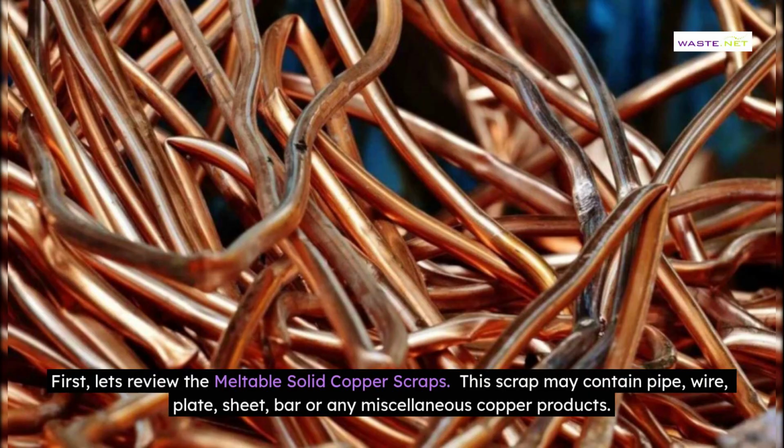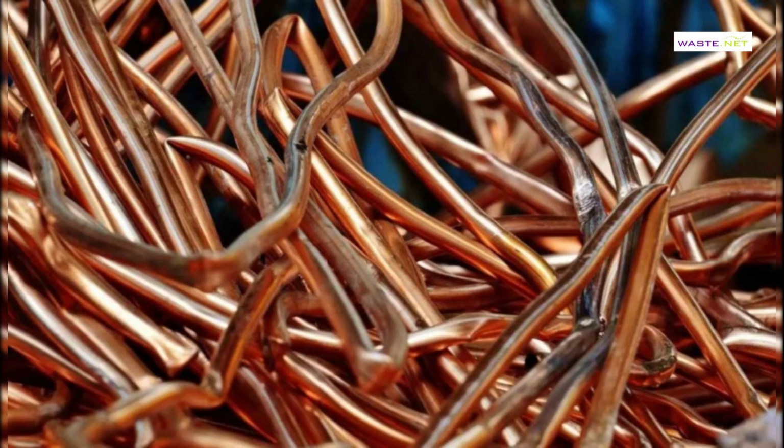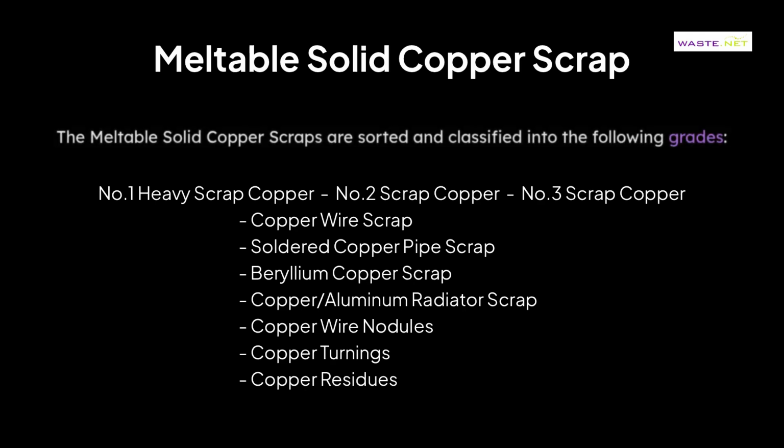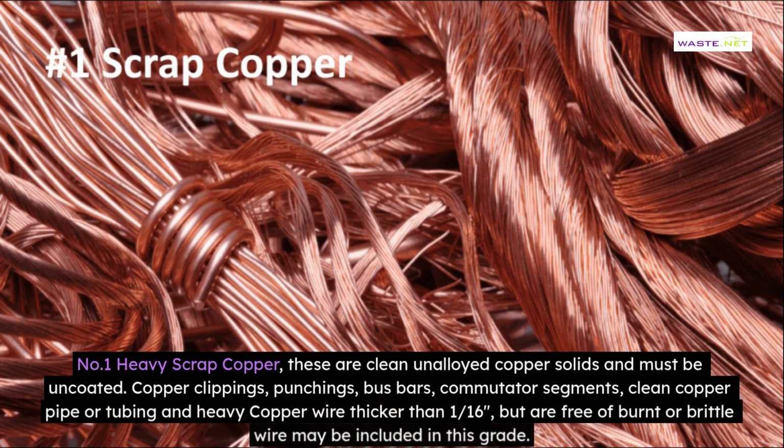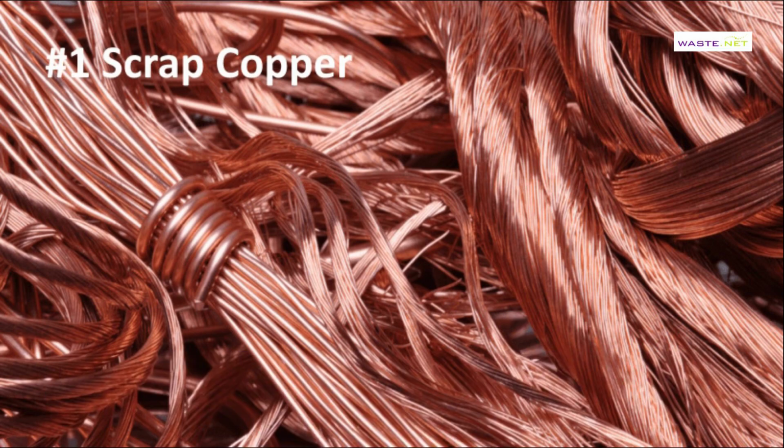This scrap may contain pipe, wire, plate, sheet, bar, or any miscellaneous copper products. The meltable solid copper scraps are sorted and classified into the following grades. Number 1, heavy scrap copper. These are clean unalloyed copper solids and must be uncoated. Copper clippings, punchings, bus bars, commutator segments, clean copper pipe or tubing, and heavy copper wire thicker than 1/16 of an inch, but are free of burnt or brittle wire may be included in this grade.